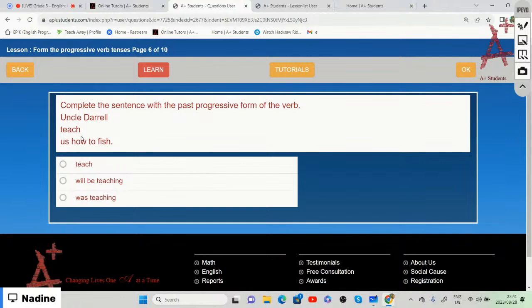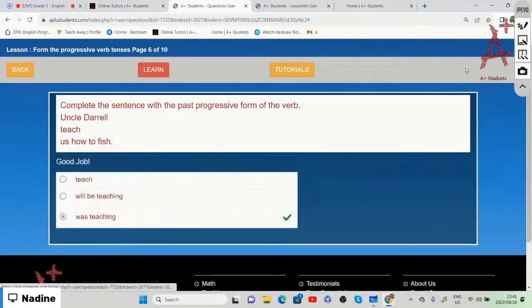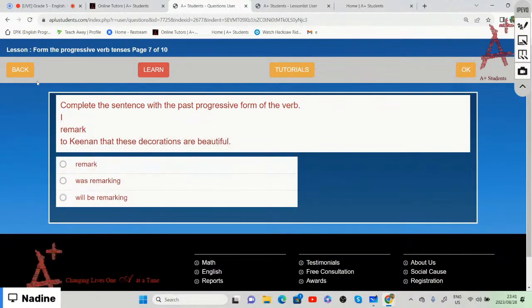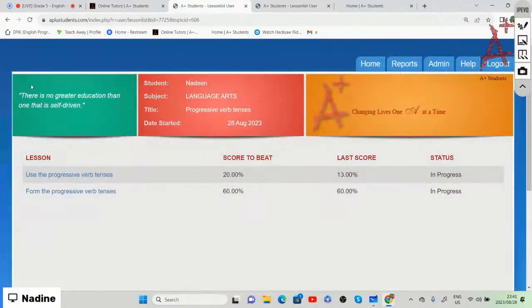In the past. So if it's a past progressive form of the verb, then we can say was teaching, right? So Uncle Daryl was teaching us how to fish. So was teaching is correct. So well done. And you will do the rest on your own, right?